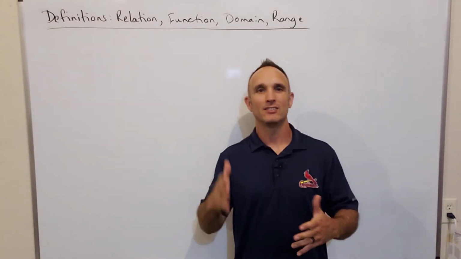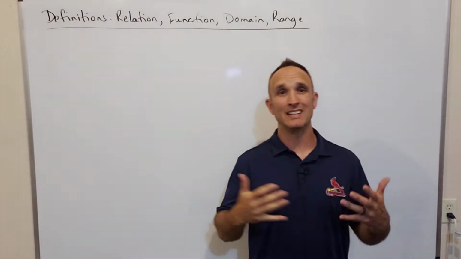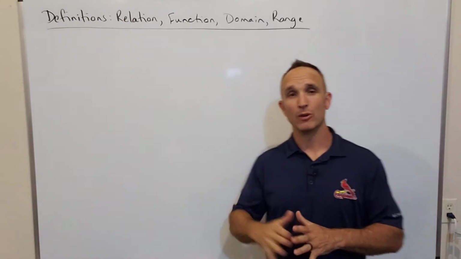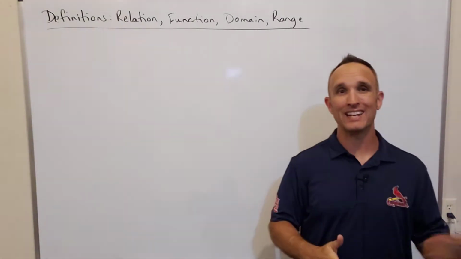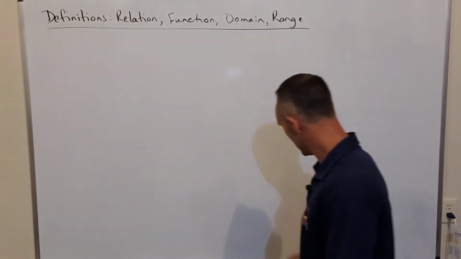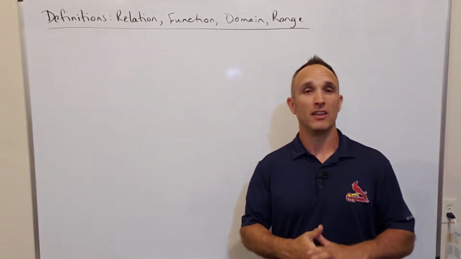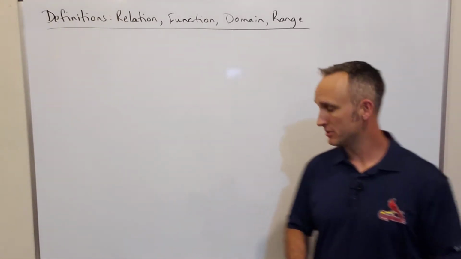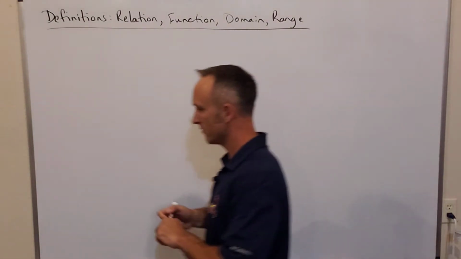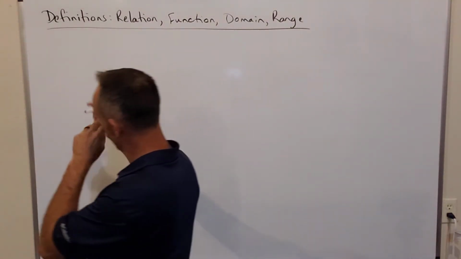Okay, we're going to look at some of the most basic definitions in algebra. We're going to look at relations, functions, domain, and range. And I'll try to keep this short because in all honesty, these are pretty simple concepts to understand. So the first definition we'll look at is what a relation is.